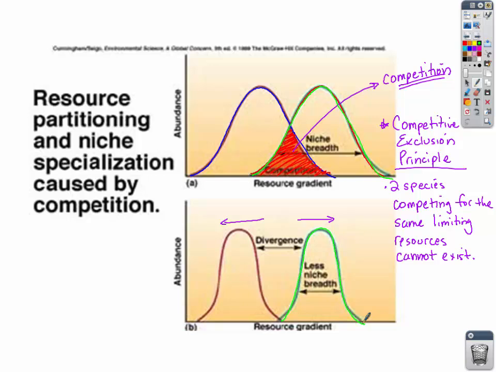So what we have done is we've created what's called specialists. And we're going to be talking about specialists in a couple of slides. So these specialists now have very specific roles. Where they were in competition, they had to change their resource use to now occupy a very specialized piece of the ecosystem. Let's take a look at an example of this, because I know that's a lot.